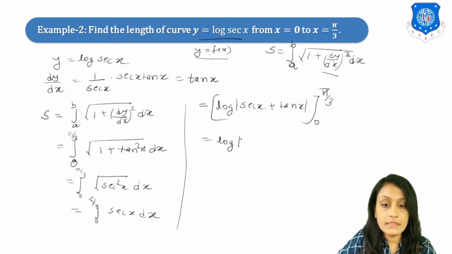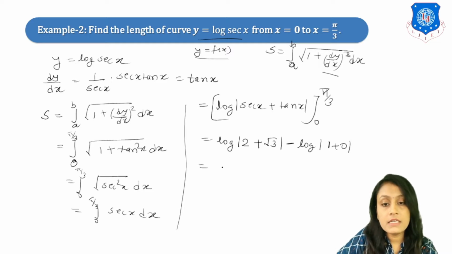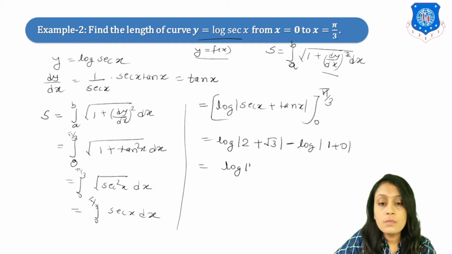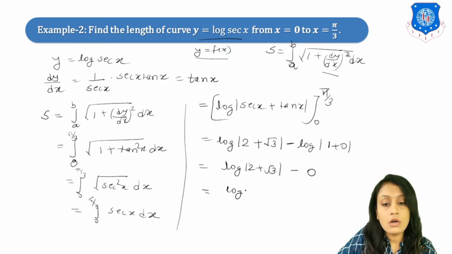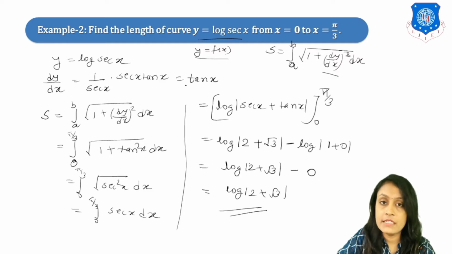Sec pi by 3 is 2, and tan pi by 3 is root 3. Minus, now substitute the lower limit: log of sec 0 is 1, and tan 0 is 0. Simplify this, so this is log of 2 plus root 3, minus log 1, and log 1 is 0, so your final answer is log mod 2 plus root 3. In this way we can find arc length when the function is given in the form y is equal to f of x.